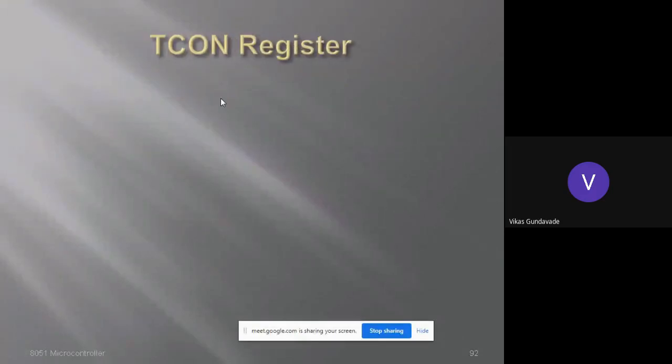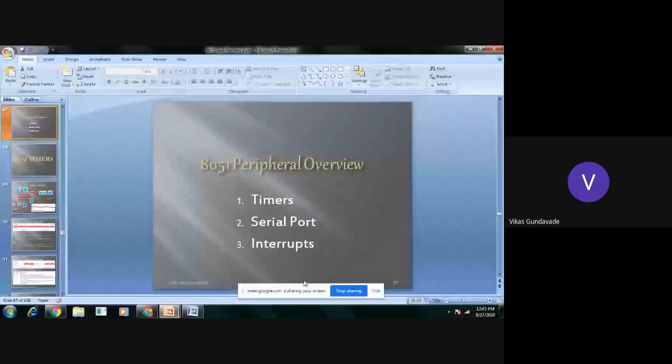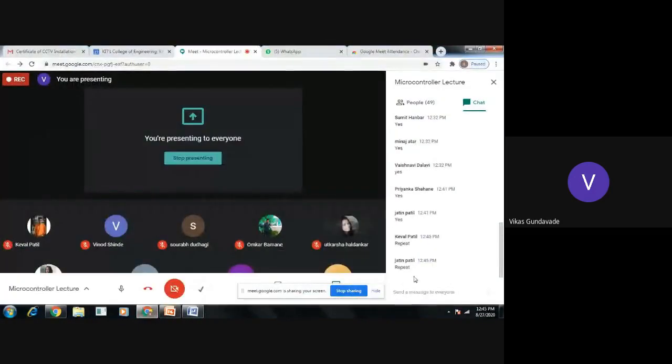Now the next one is the TCON register. Everyone understood about the TMOD register, or should I repeat it? Okay, I will repeat it again.